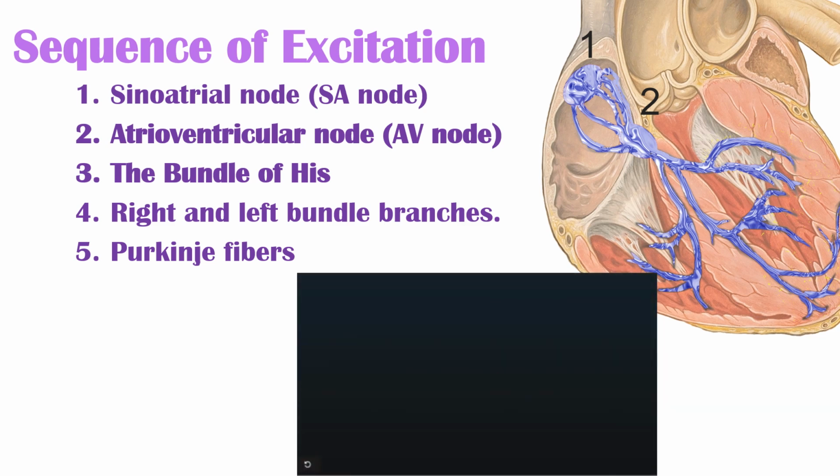Fourth, right and left bundle branches. The AV bundle persists only briefly before splitting into two pathways, the right and left bundle branches, which course along the interventricular septum toward the heart apex. Fifth, Purkinje fibers. Purkinje fibers complete the pathway through the interventricular septum, penetrate into the heart apex, and then turn superiorly into the ventricular walls.